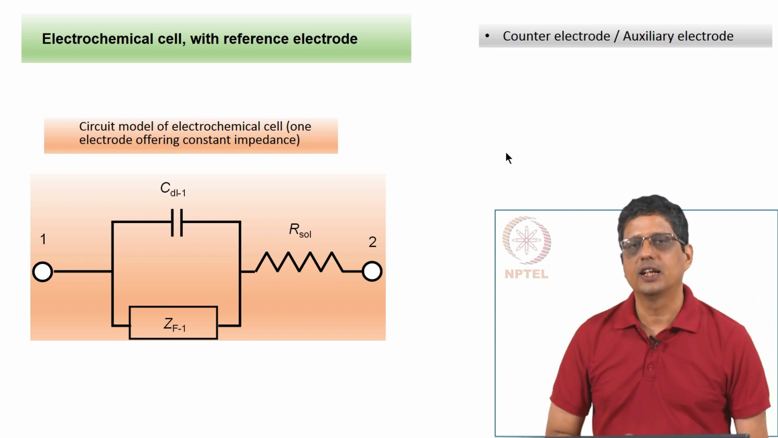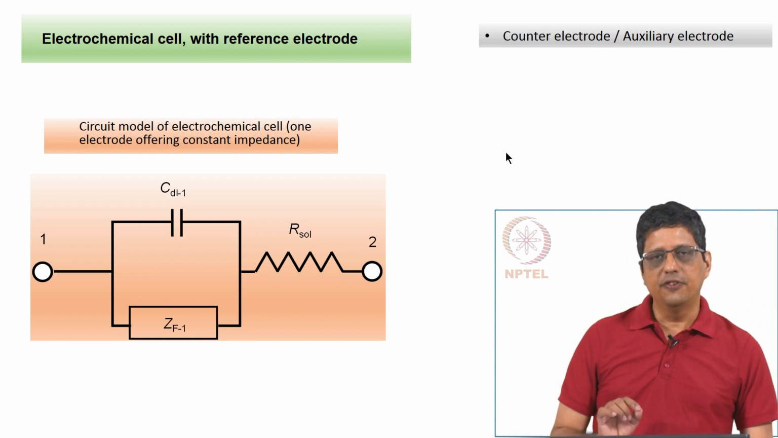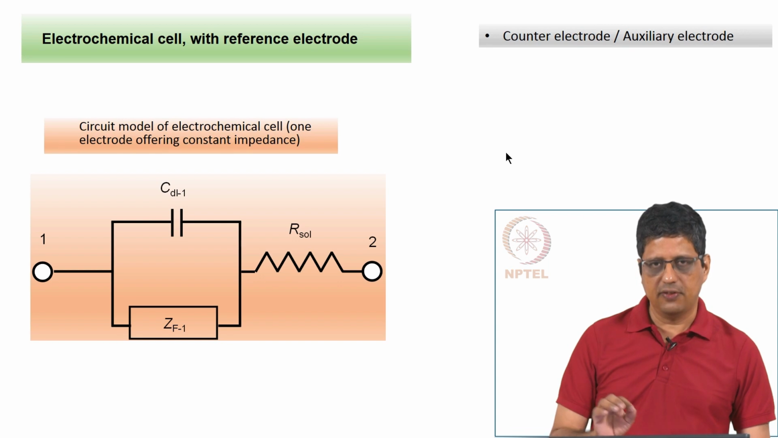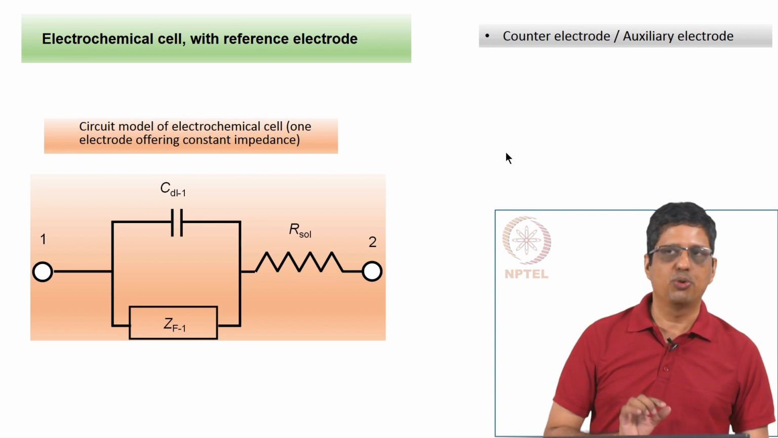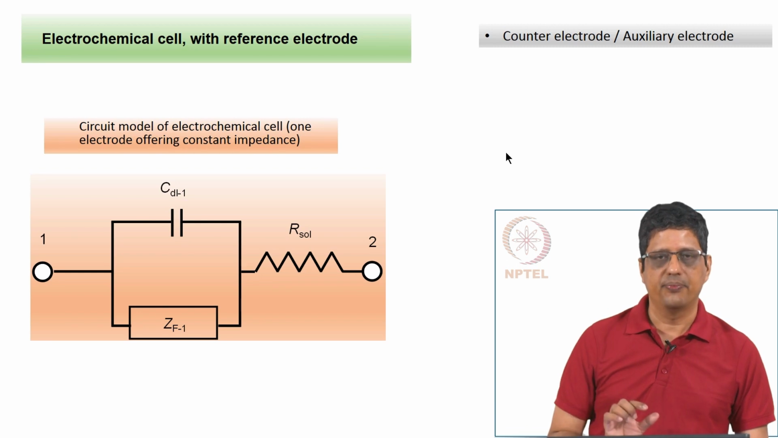But there is one difficulty in using the reference electrode. If significant current passes through the reference electrode, then it loses the property that it has a constant potential drop across this interface.